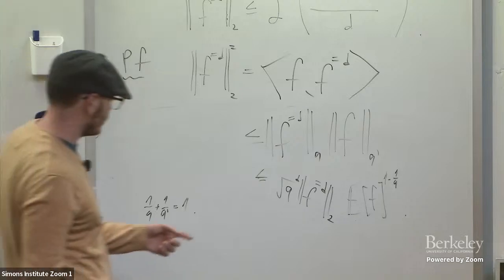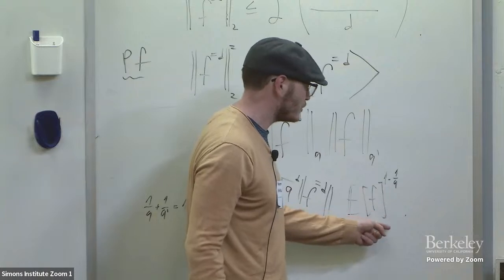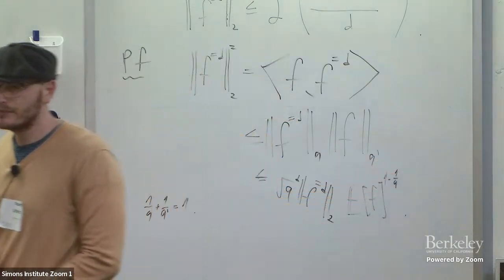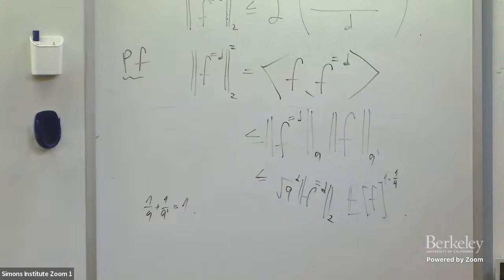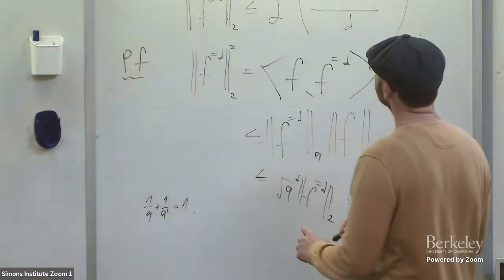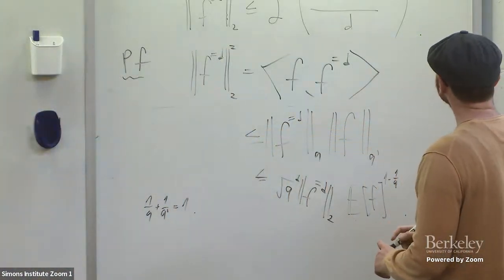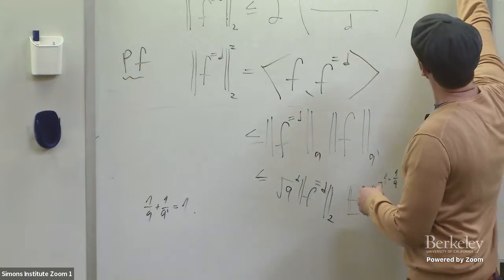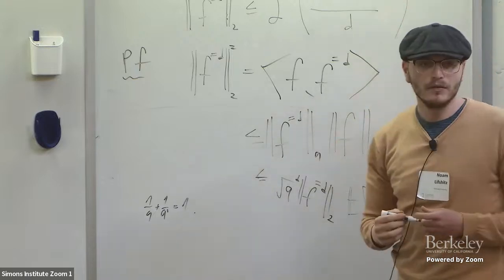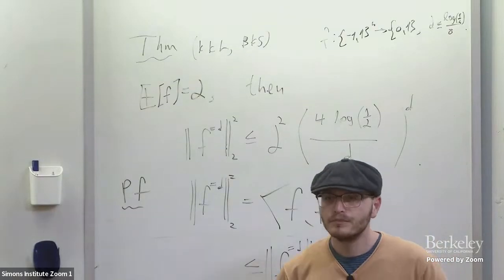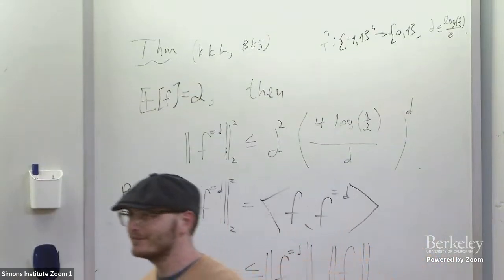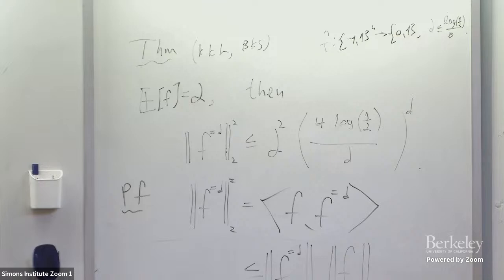We would like to get rid of this expectation of F to the 1 over Q. D is some upper bound on the degree.